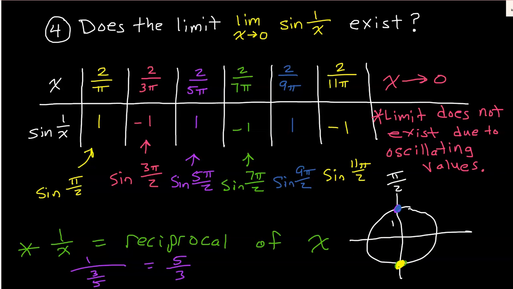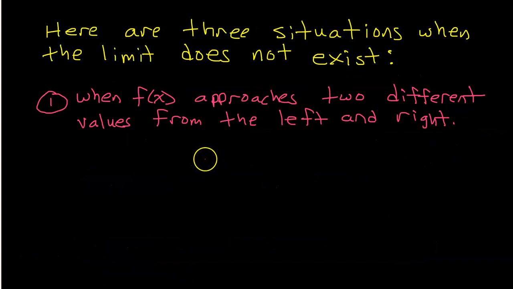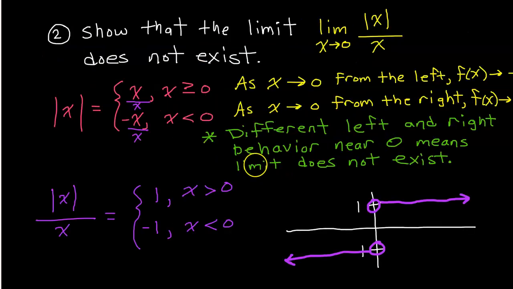So in other words, this is a third way for a limit to not exist when you have oscillating values as you approach the particular x value. So let's summarize what we just discussed. So here are 3 situations when the limit does not exist. One is when the function approaches 2 different values from the left and the right. That's the situation we saw in example 2.